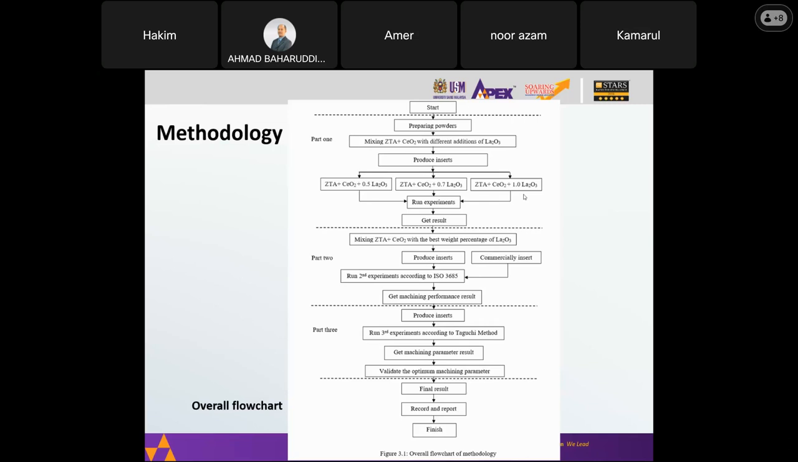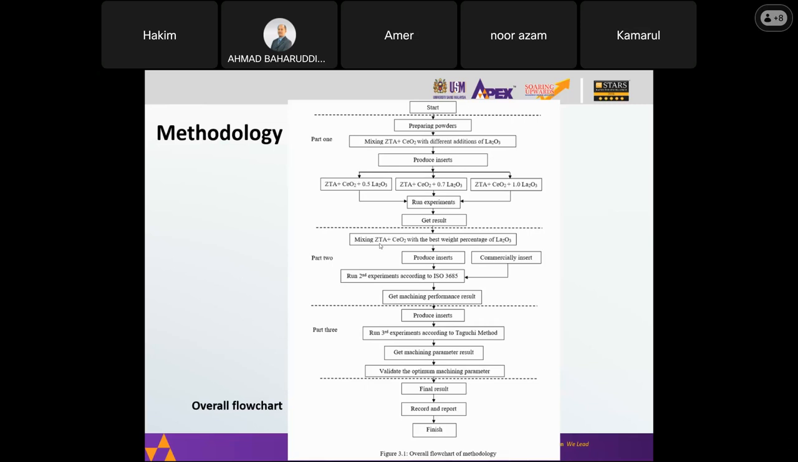The weight of the lanthanum oxide will be added on the ZTA cerium matrix. Then the second one is mixing ZTA cerium with the best weight percentage of lanthanum to produce the insert. Run the second experiment according to ISO 3685, and then run the experiment again with a commercially available insert. Get the machining performance result, then comparison.